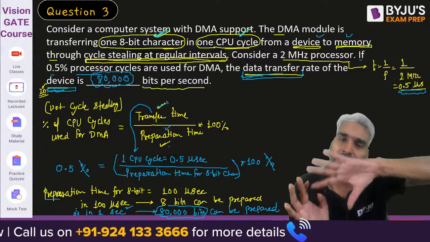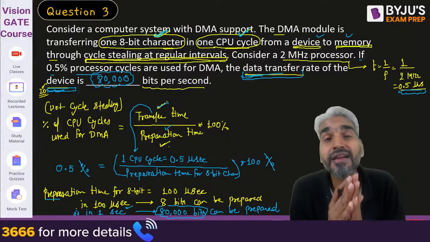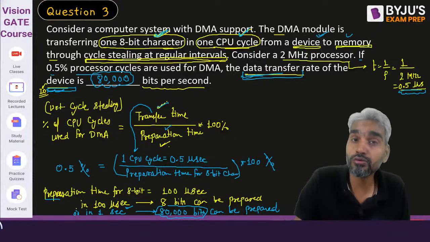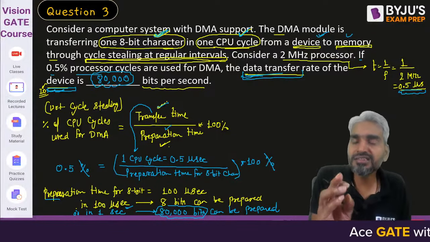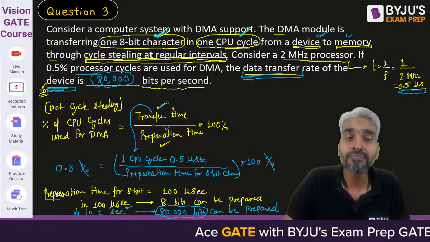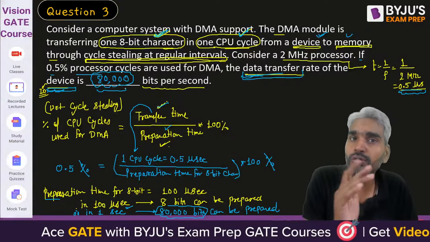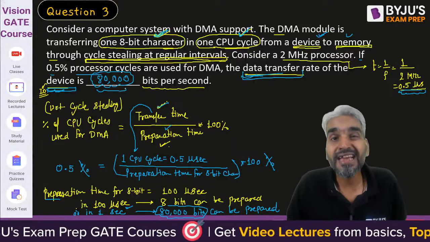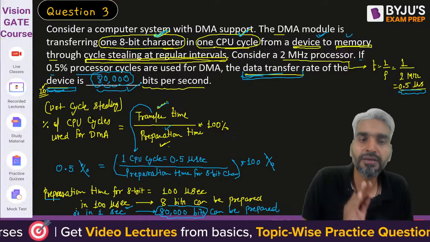The number of bits which can be transferred in 1 second will be 80,000. If we do not use the DMA, then this is the speed of the IO device. If you use programmed IO, then in order to transfer 80,000 bits of data, the CPU will be blocked for a complete 1 second. Clear? So that's the idea. So the answer for this particular question will be 80,000.